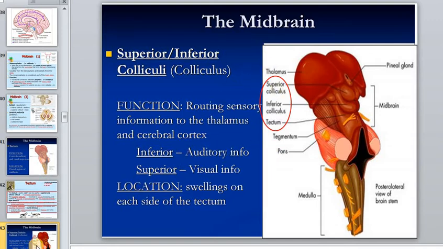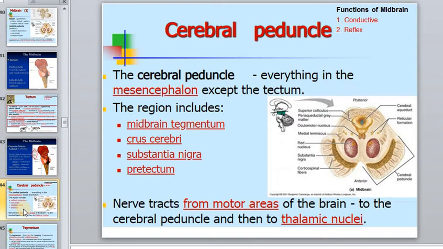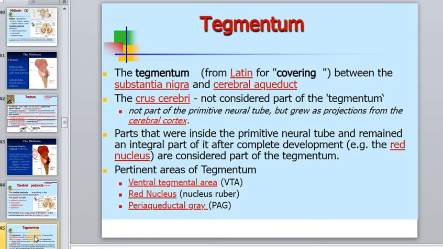We discussed it, but next is the cerebral peduncle, which is everything in the mesencephalon except the tectum. The region includes the midbrain tegmentum, crus cerebri, substantia nigra, and pretectum, and nerve tracts from the motor areas of the brain to the cerebral peduncle, and then to the thalamic nucleus. And we start to study the function of the tegmentum.